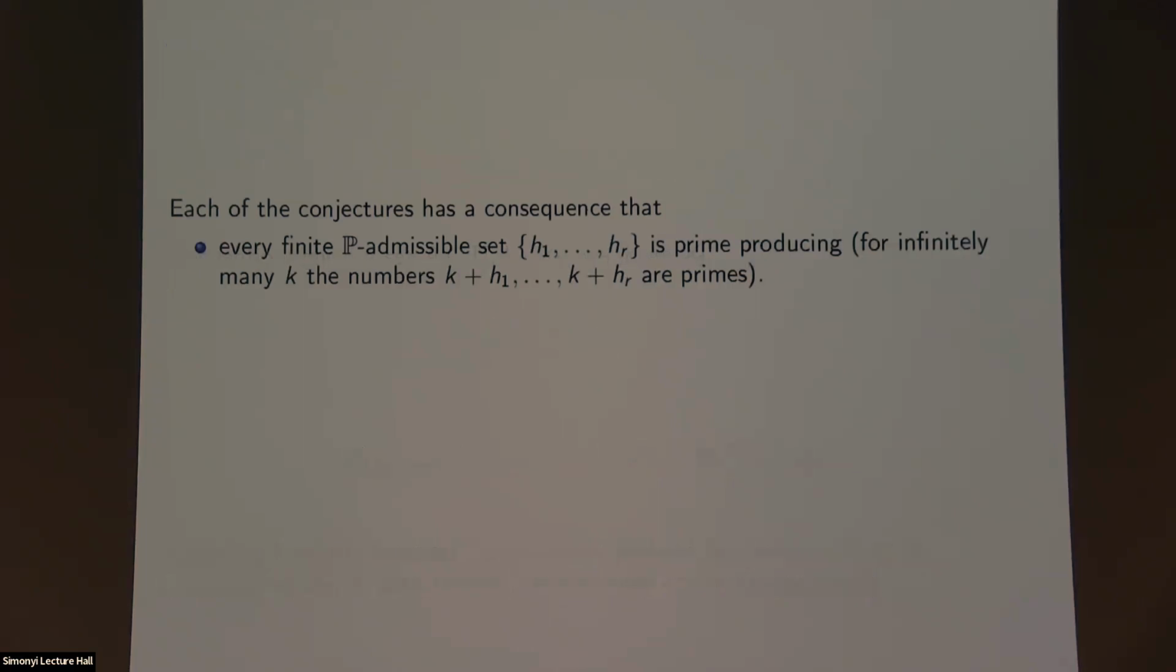I think everybody knows better than me what the conjectures are, but let me say some words. Each of the conjectures has a consequence that every finite P-admissible set is prime producing, in the sense that there are infinitely many numbers k such that, for the set h1 up to hr, the numbers k plus h1 and so on, k plus hr are all primes.